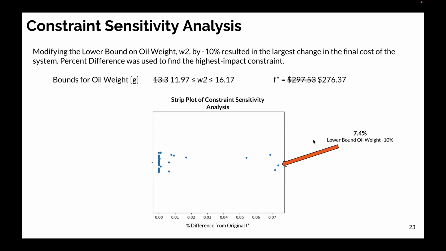After perturbing the constraints up and down, we found that the lower bound on oil weight had the highest impact on the final F-star value. This impact was compared and quantified using percent difference from the original system F-star. At the bottom, you can see a strip plot of all of the results, showing that the lower bound of the oil weight had the highest percent difference.